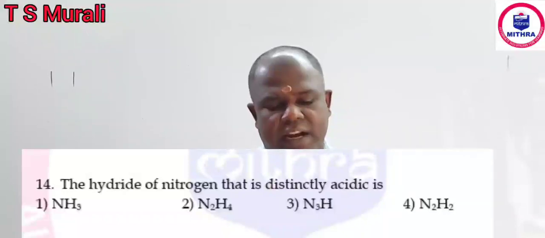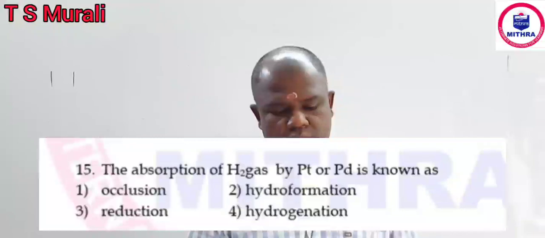14th question, hydride of nitrogen that is distinctly acidic hydride. They are given options NH3, N2H4, N3H, N2H2. HN3 or N3H is called hydrazoic acid, and that compound is distinctly acidic. HN3, hydrazoic acid. It is not ammonia, HN3. Agree. Next, you are learning the same compound in P block of 15th group, second year, regarding the preparation of pure form of hydrogen, decomposing an azide, and that azide is actually the salt of hydrazoic acid. Absorption of hydrogen by palladium or platinum is called, just now I explained the same term, occlusion. Question number 15, option 1.